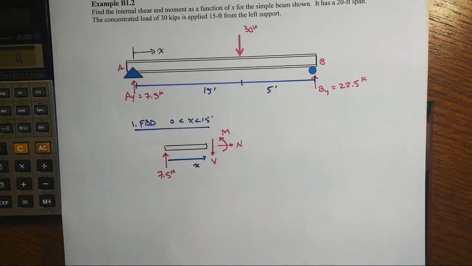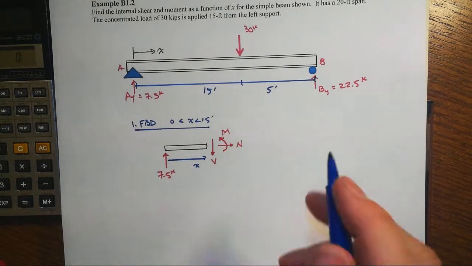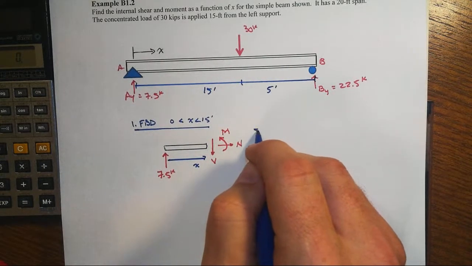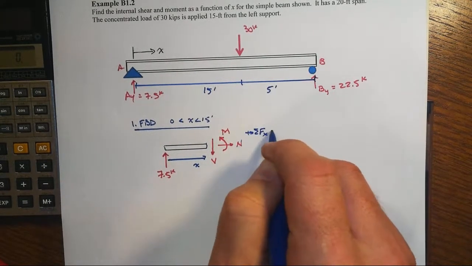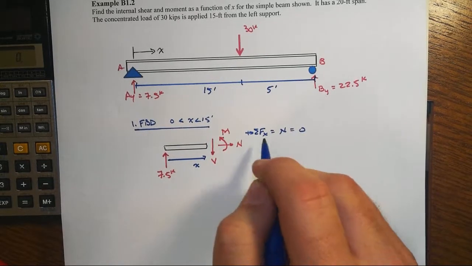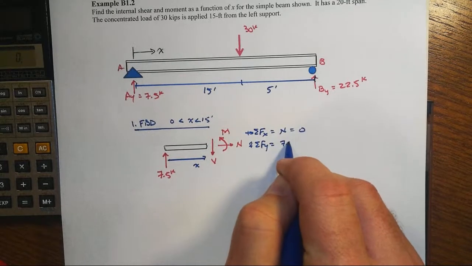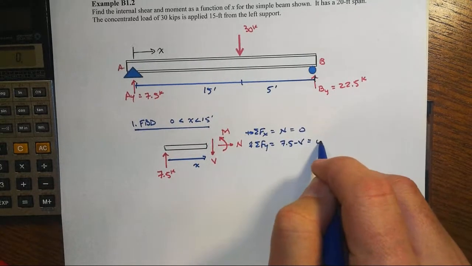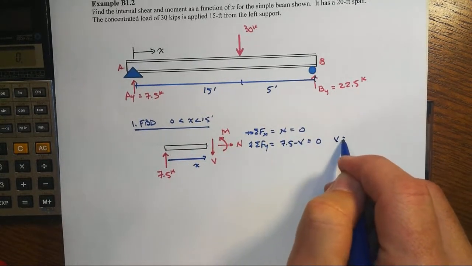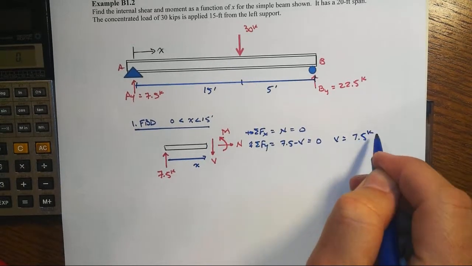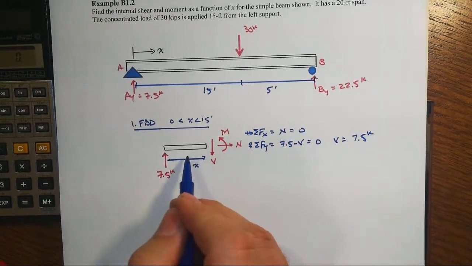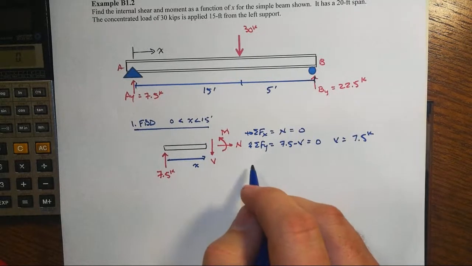And now we just execute our equilibrium. Sum of forces in the x, taking right positive, N equals 0. Sum of forces in the y, let's take upwards positive, we get 7.5 minus V equals 0. And so V equals a positive 7.5 kips no matter where we're at in that segment. It's not a function of x.